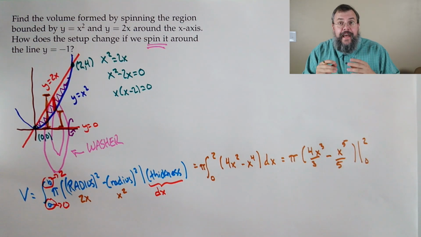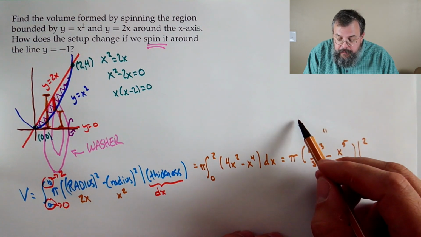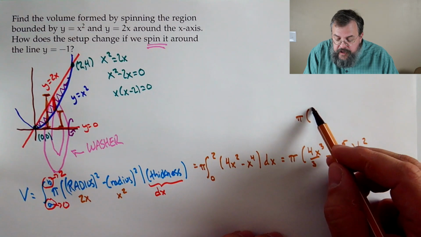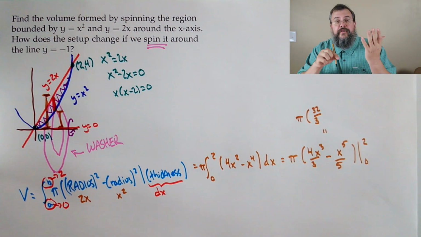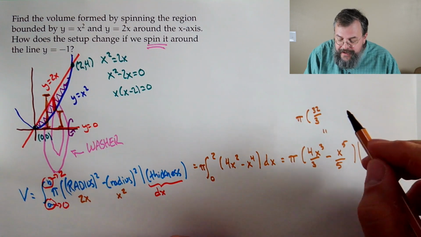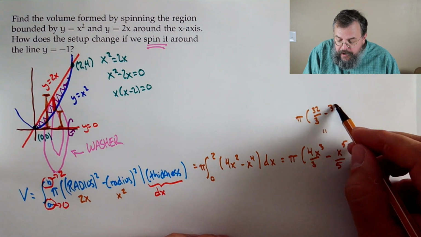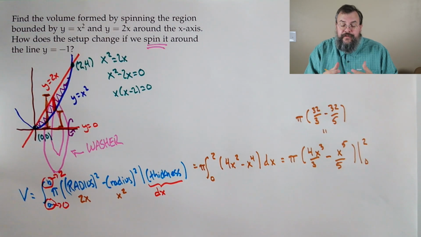Now, 2 cubed is 8. 8 times 4 is 32. So we have pi times 32 thirds. Now 2 to the 5th. All right, powers of 2. Let's start: 2, 4, 8, 16, 32. So 2 to the 5th is 32. Again, 32. Wow. Okay, so 32 thirds minus 32 fifths.